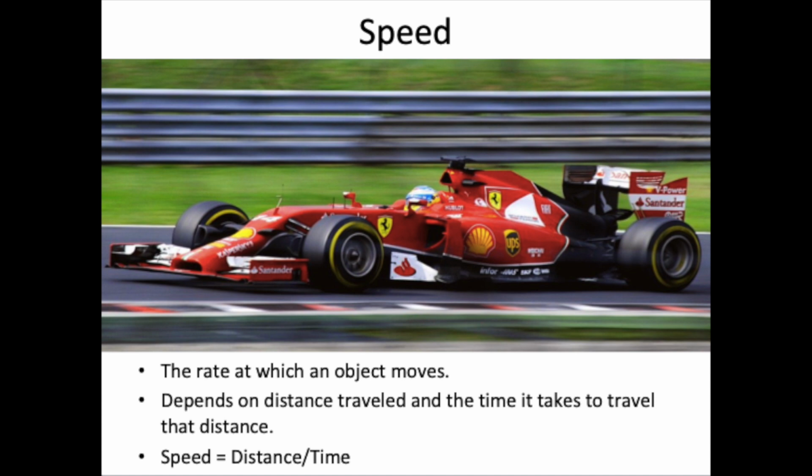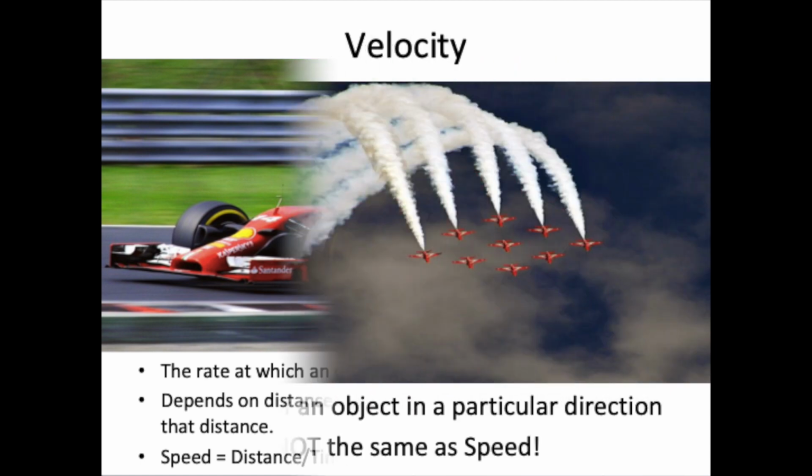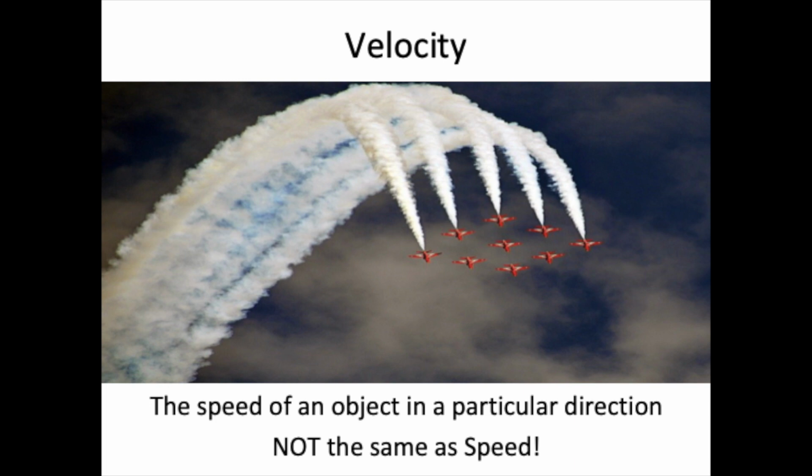The rate at which an object moves is its speed. It depends on the distance traveled and the time it takes to travel that distance. Speed equals distance divided by time. There's a difference between speed and velocity. The speed of an object in a particular direction is actually known as velocity.